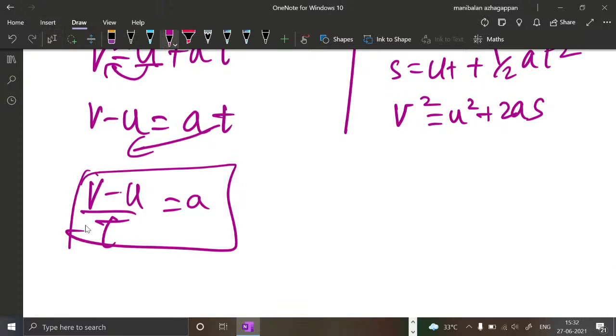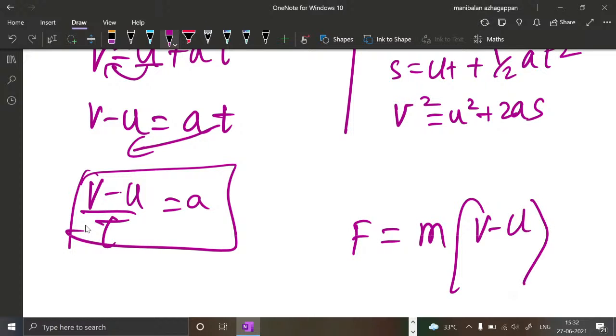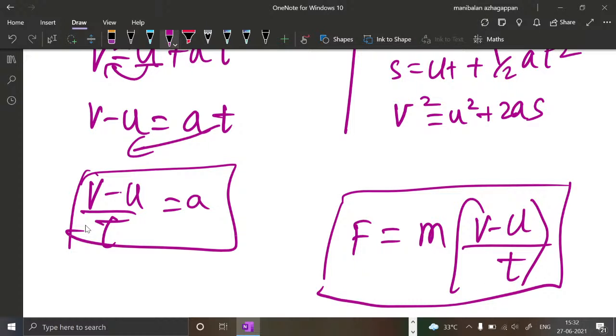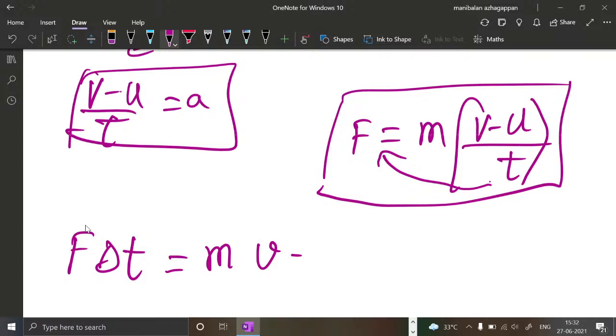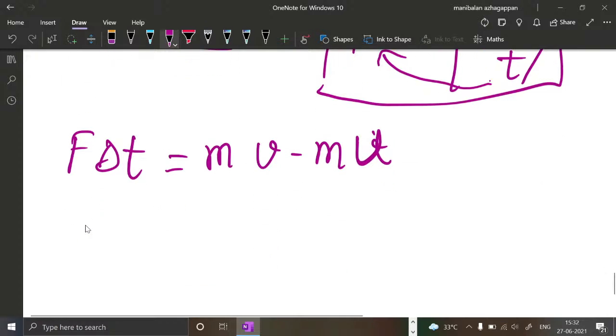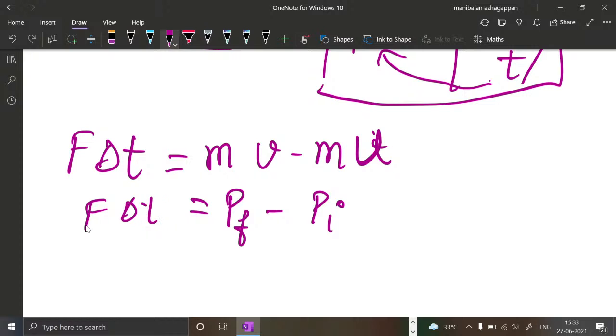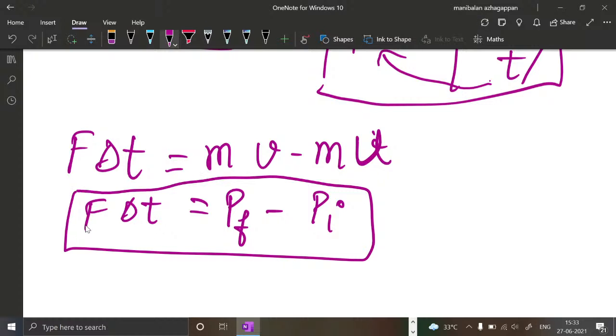Okay, so F is equal to ma, no? F is equal to m times (v minus u) divided by t. It is another formula for force. If you take the time to this side, force into change in time is equal to mass into final velocity minus mass into initial velocity. Final velocity gives final momentum, initial velocity gives initial momentum, equal to force into time. So like this we can take it.